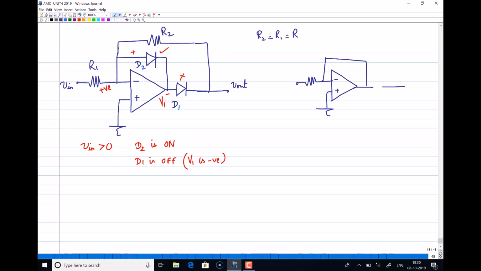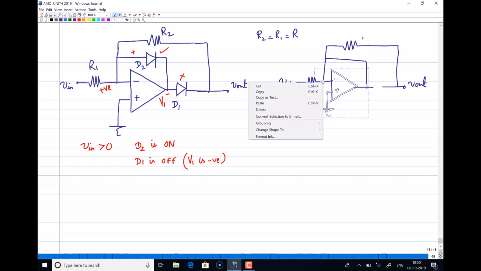Now you have a resistance R2 connected to this side. So this is Vin. Now since negative feedback is established, virtual ground property exists, this node is actually at 0 volt. So what will be your output voltage? Your output voltage will also be equal to 0. So in this case you will not get any output when your input is positive.